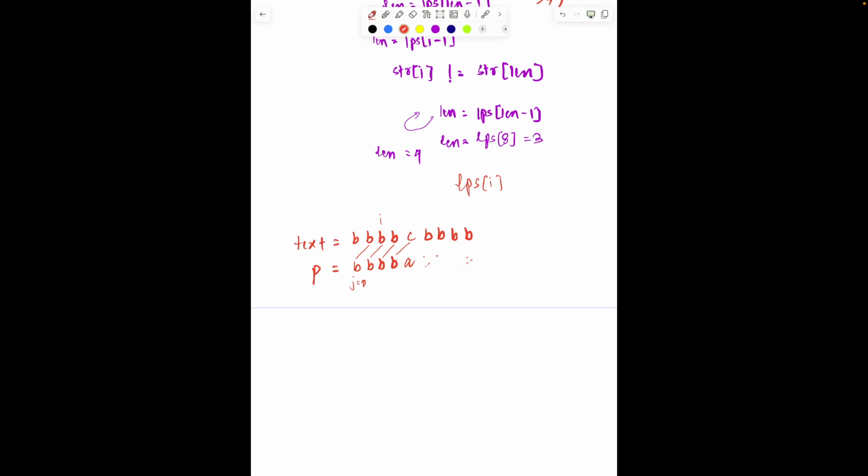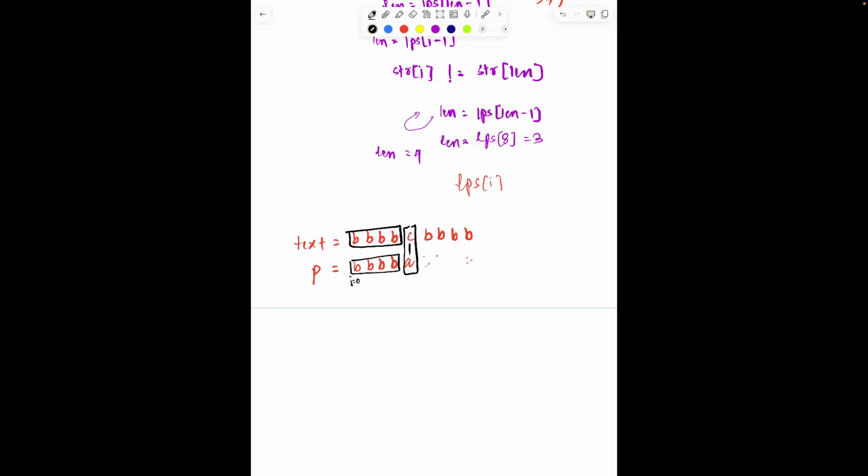Now, just think about how LPS could help in this case. So in this character, there was a mismatch. So now instead of again starting from j equal to 0 and matching it with i equal to 1 to whatever the ending, I'm going to use LPS in this case. How is that possible? We know this part of the string matches this part of the string, right? Only the end characters did not match.